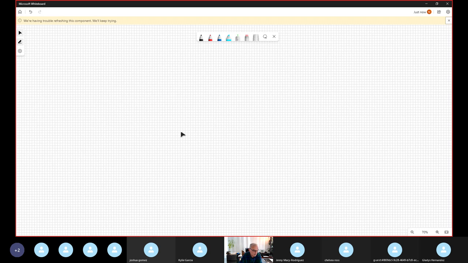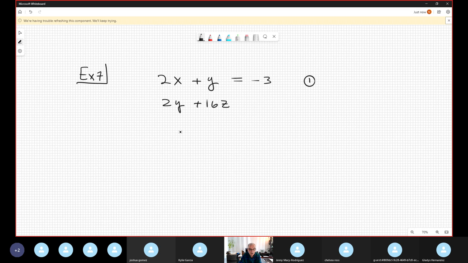Okay, one more example. Complicated. Example seven. You have 2x plus y equal minus 3. Wow, what the hell? I don't understand this. Is it 3D or 2D? I have no idea. This is 2y plus 16z. Oh, it's 3D, because we have x, y, and z equal minus 10.